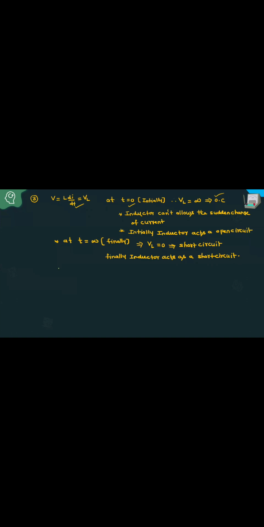Then we know that V equals L into di by dt. From this, all these are the observations. L equals V by di by dt. Then what are the units? The units I told already; one more unit I am giving. The dt goes to the numerator. That is volt-second per ampere, or the other unit is Henry.